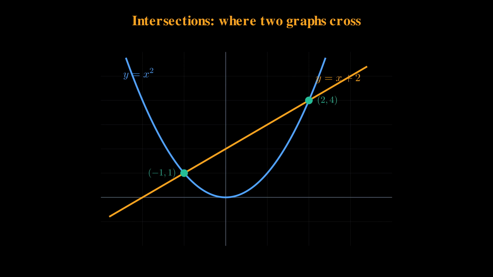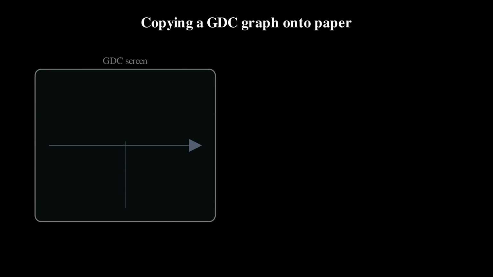For now, just see it. Two curves, two crossing points, each marked with a green dot. A huge chunk of paper 2 is: graph this on your GDC, then reproduce it on paper. The screen gives you the picture, but marks come from what you label. So here's the reliable routine.